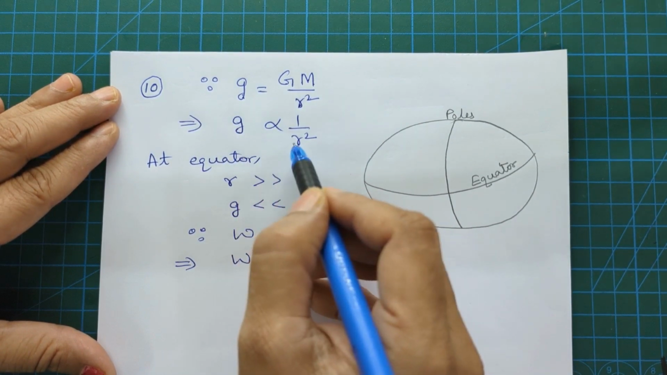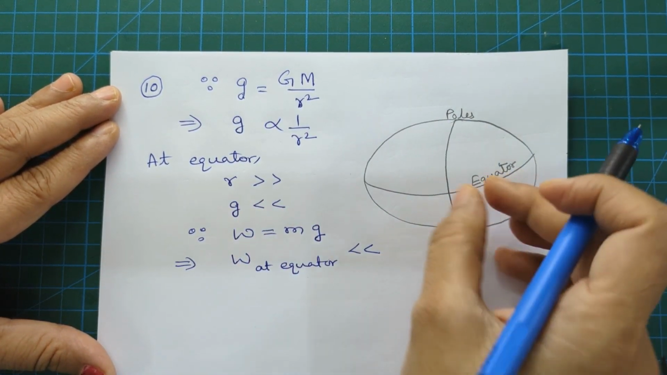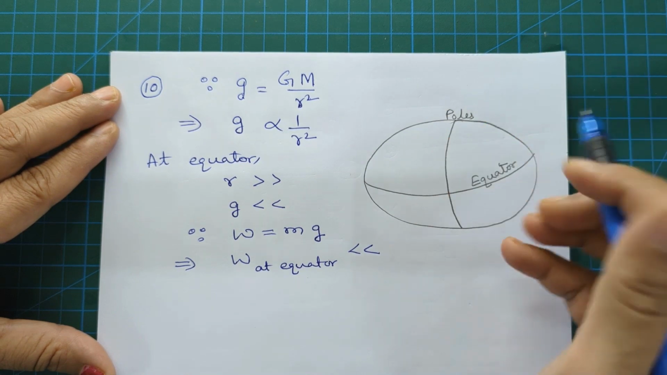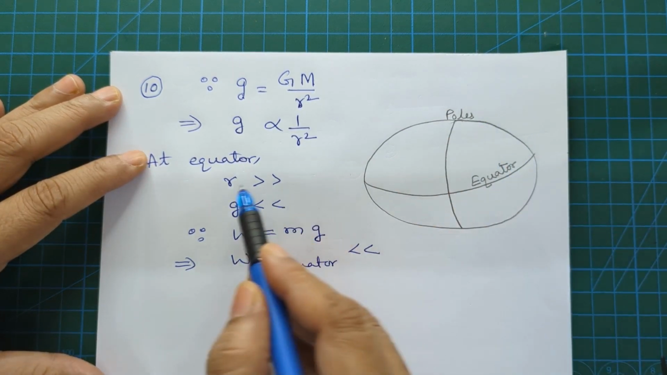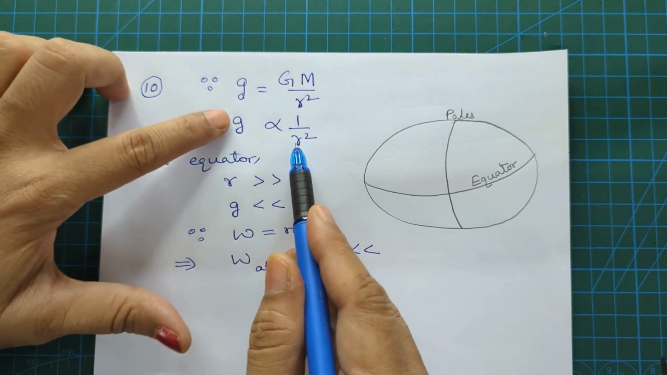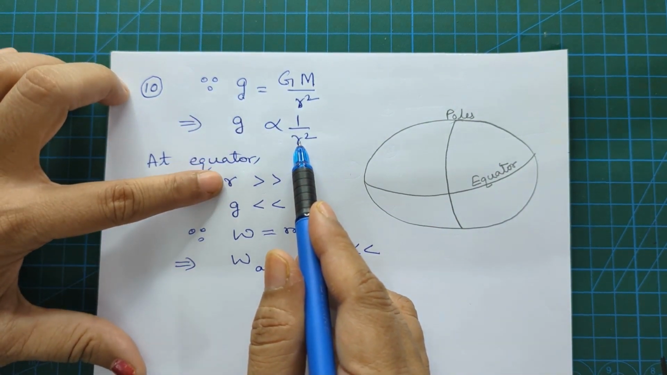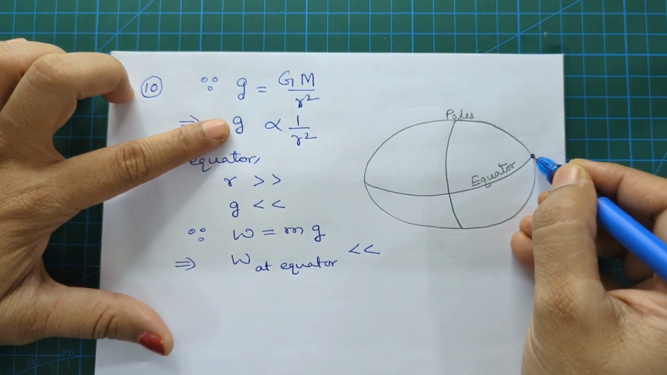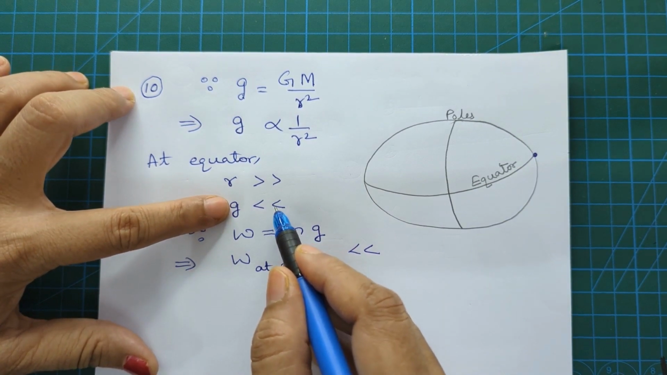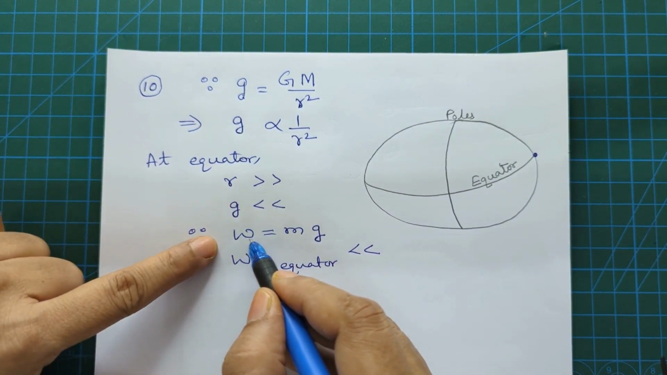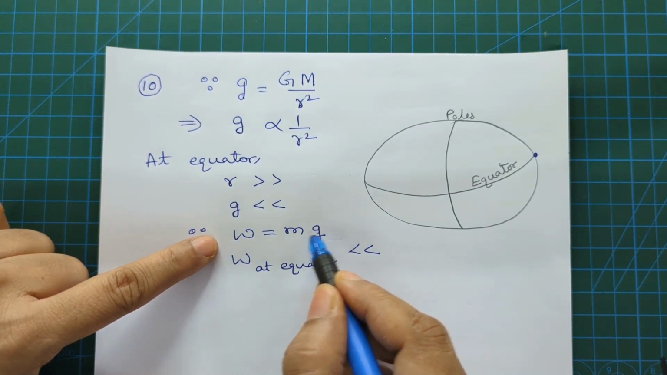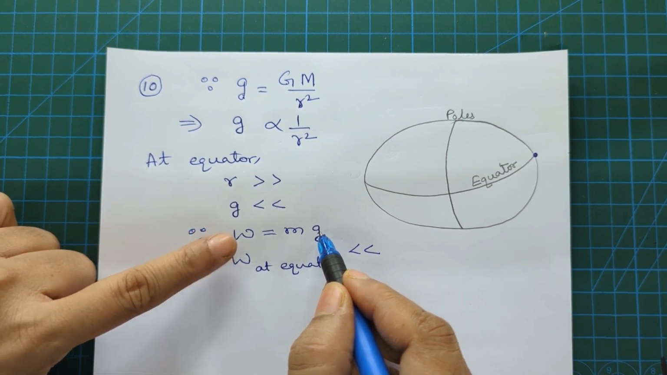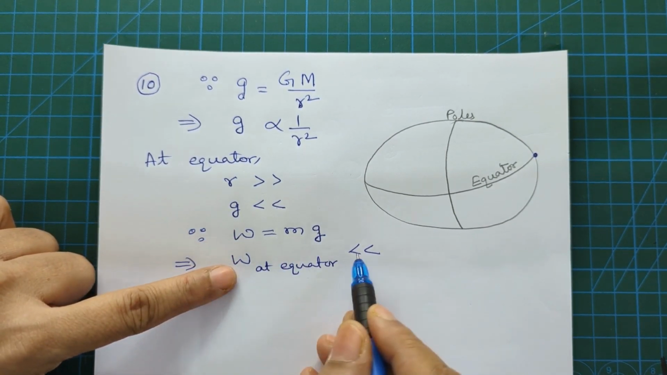So these are in inverse relation. Coming to Earth, Earth has more radius at the equator and less radius at the poles. Since these two are in inverse relation, if the radius is more, acceleration due to gravity at a point on the surface at the equator is less. So g is less at the equator. Since weight of the body is m into g, and mass is constant, if g is less, the weight of an object at the equator is less.